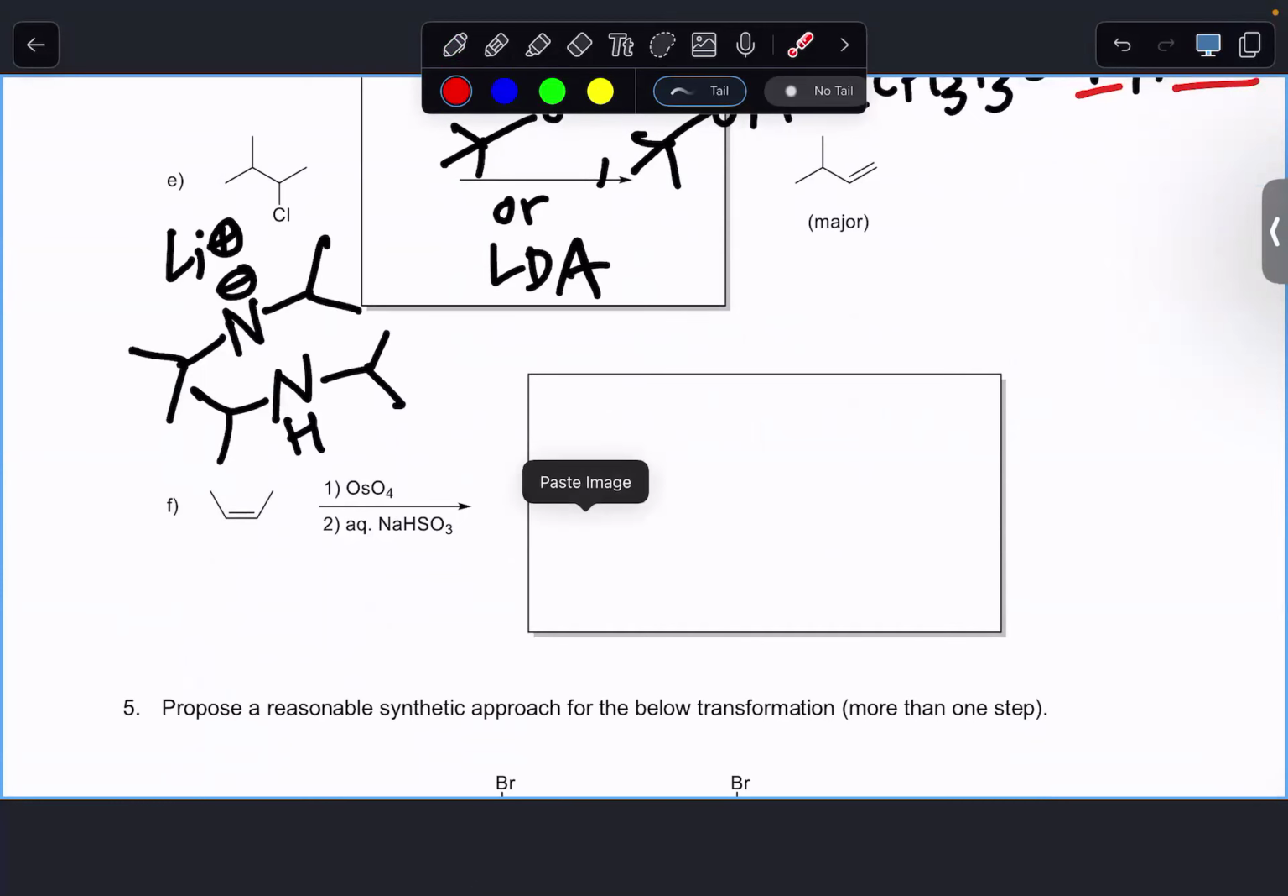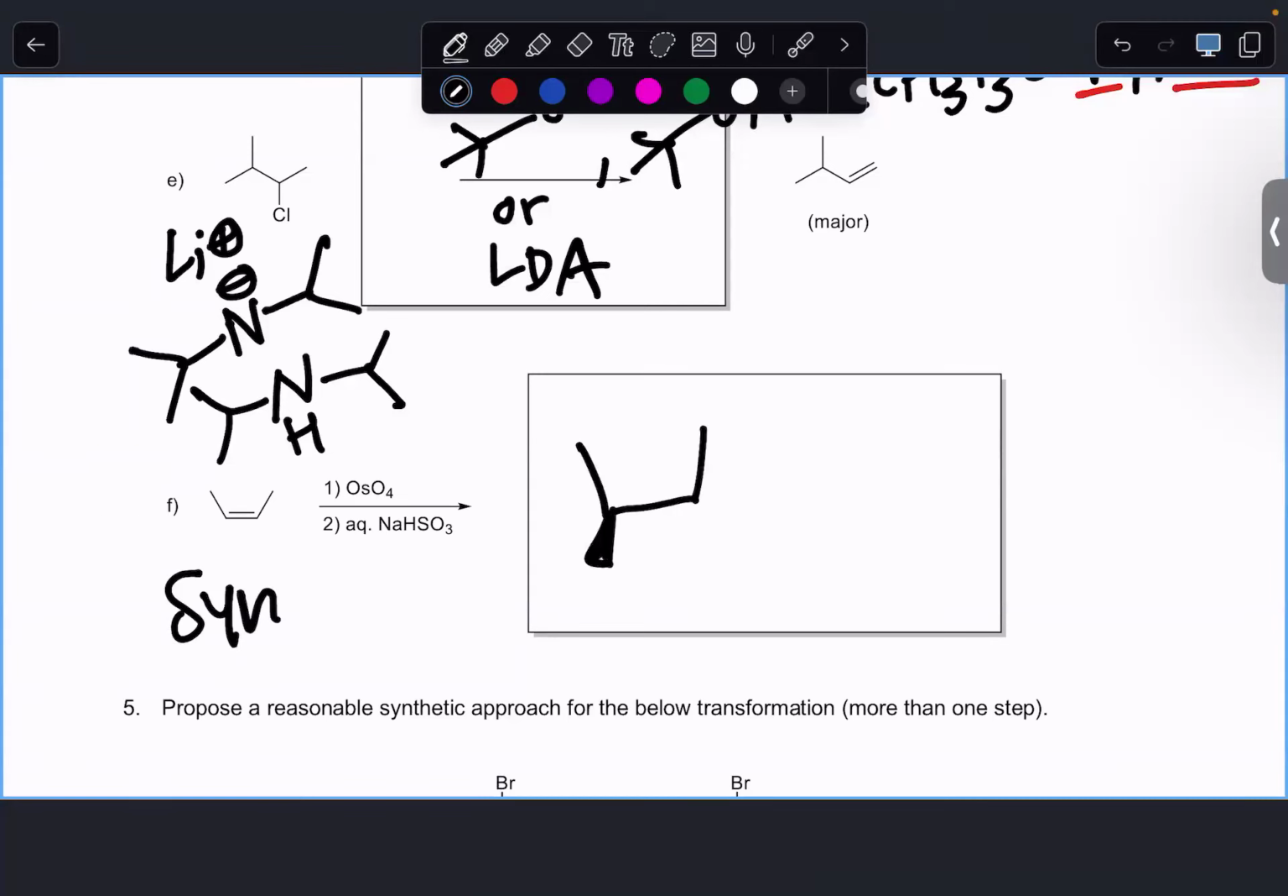Osmium tetroxide. What does this reaction do to the alkene? It's the dihydroxylation. Right, we add two alcohols on both sides of the carbon. And what is the stereoselectivity? Syn addition or anti-addition? Syn addition, right? That's the important part, where both alcohols have to be on the same side of each other.